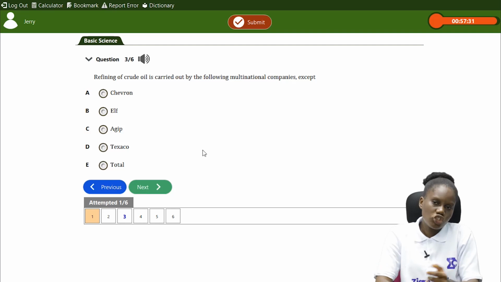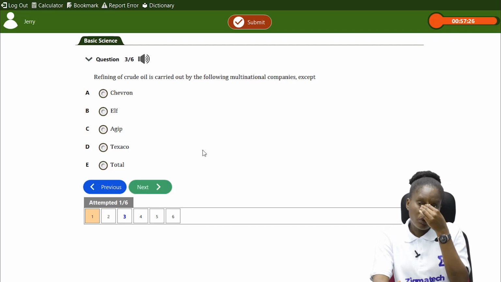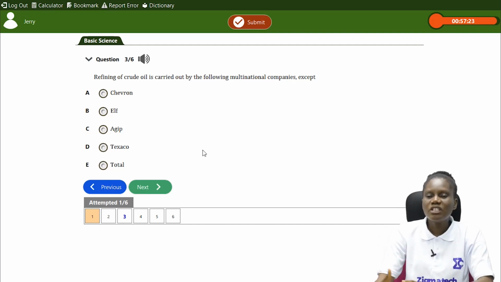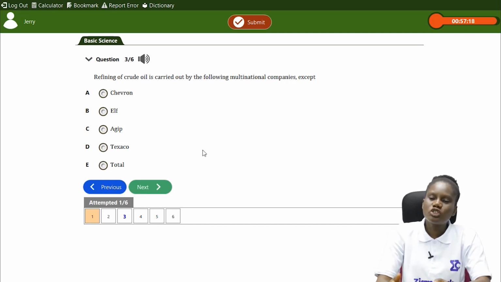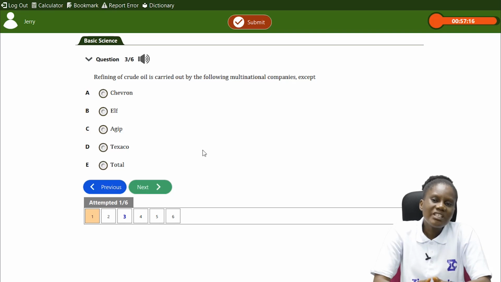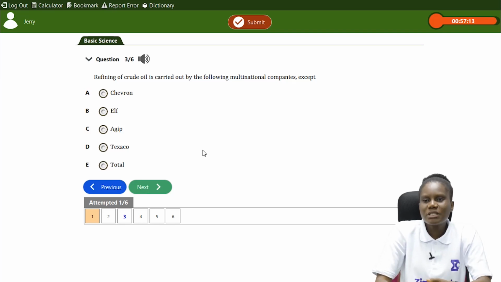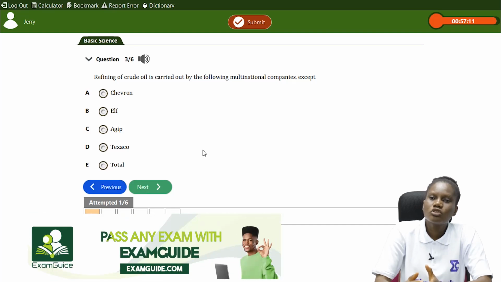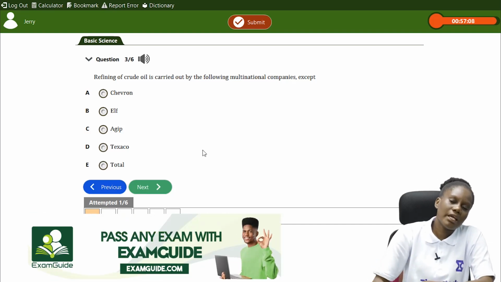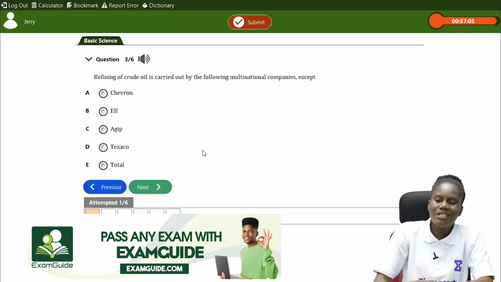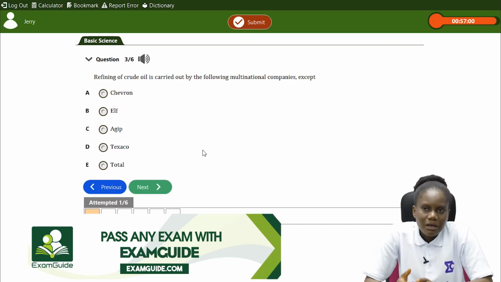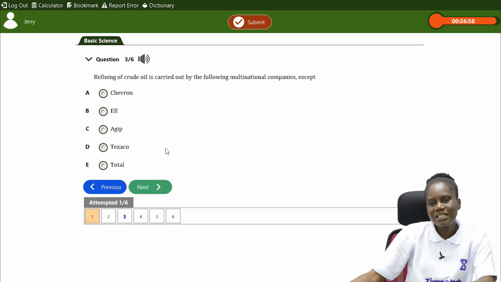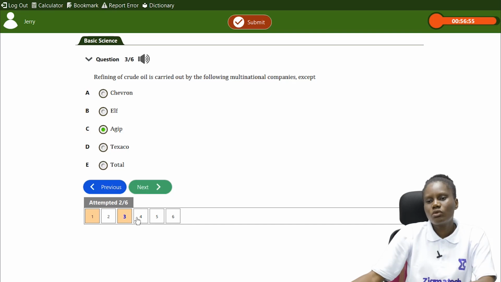ELF, we have Agip, we have Texaco, and we have Total. And I mentioned Total too. Total is one of the multinational companies involved in the refining of crude oil. So the right answer is Agip. It's not a multinational company, it's a subsidiary of ENI. It's not a multinational company that carries out the refining of crude oil. It's just a subsidiary of a multinational company that carries out the refining of crude oil. So the right answer is Agip. So you click on Agip.